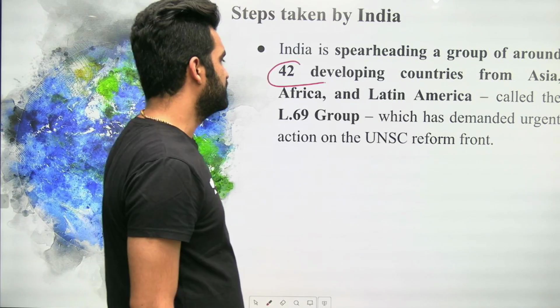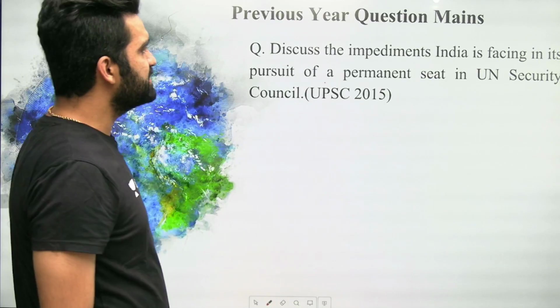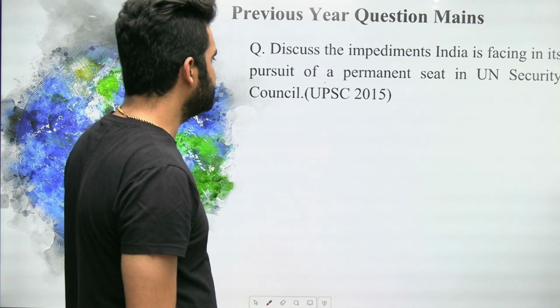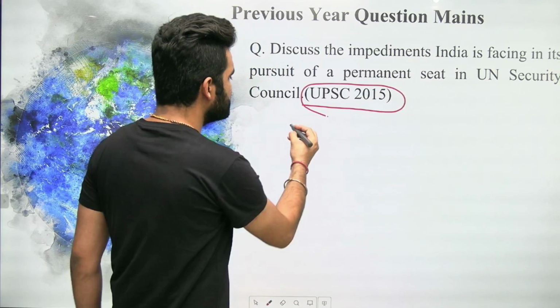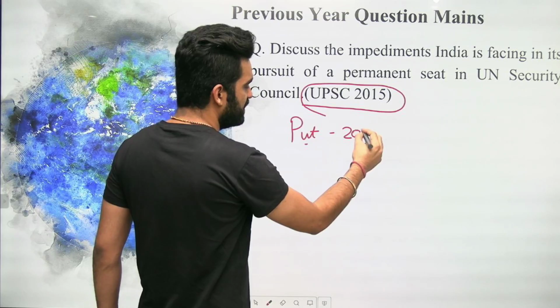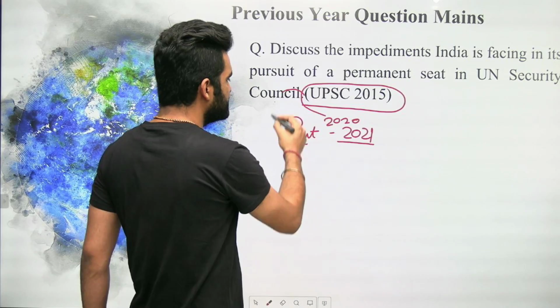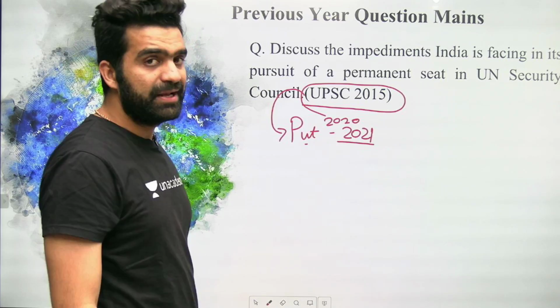So, previous year question: discuss the impediments India is facing in its pursuit of a permanent seat in the United Nations Security Council. This question was asked in UPSC 2015. Now, as India has put up its candidature for non-permanent membership for 2020 to 2021, this type of question is expected again in the year 2020, either prelims or mains. And that is why we were discussing that.